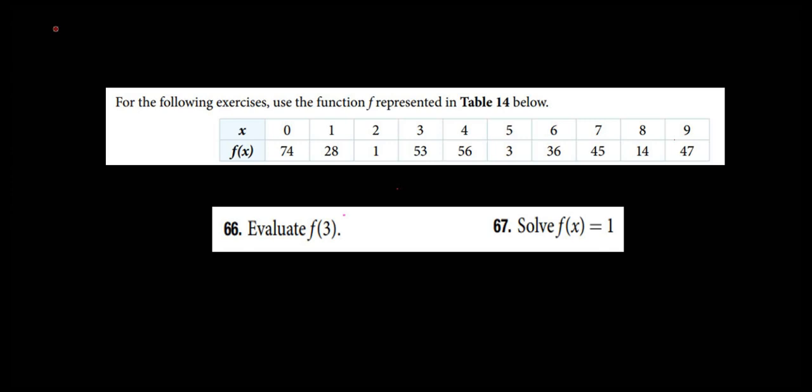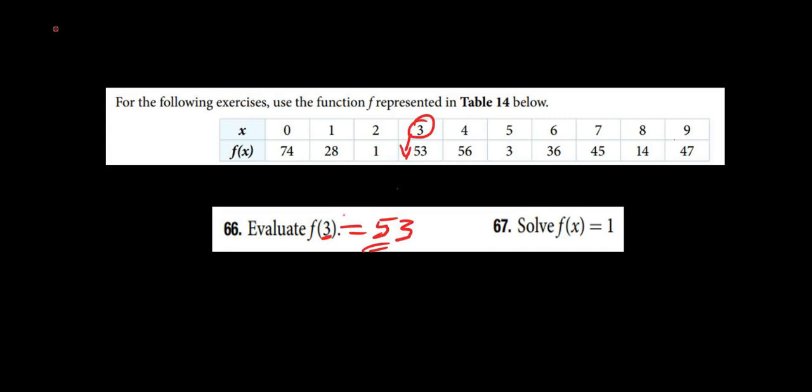This question says, for the following exercises, use the function represented in table 14 below to evaluate f of 3 and also to solve f of x equal to 1. Now, f of 3, you can see that the input value here is 3. So all you have to do, go to the input value x and trace where you can find 3. You can see this is 3 and the output value is 53. So it means that f of 3 is equal to 53. So this is the answer to this question.